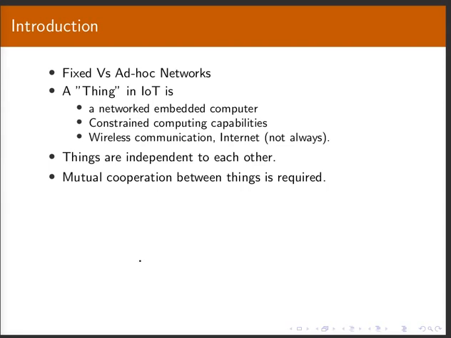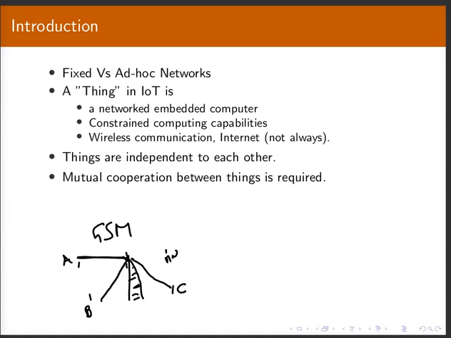Fixed infrastructure networks have one fixed node, and all mobile nodes are connected to this fixed node. For example, if you take a GSM network, this has a fixed infrastructure because each mobile node connects to a fixed node. That means if one mobile node A wants to communicate with C, it first communicates with the fixed network, that is the tower, and then from the tower to C. Even if it wants to connect to B, it needs to connect to the tower and from the tower to B. So this is called a fixed infrastructure network.